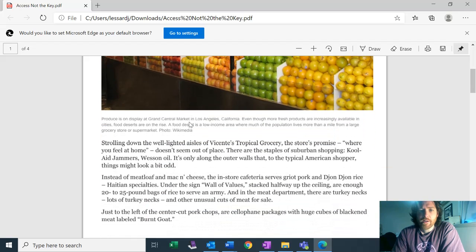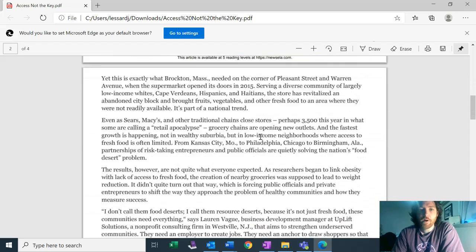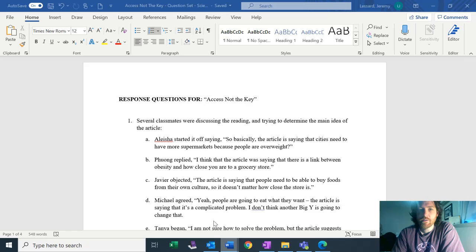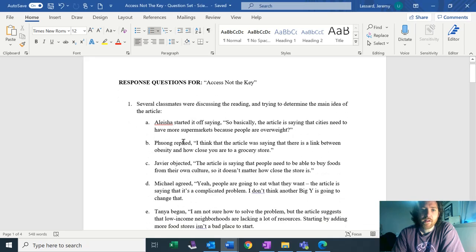This article is all about how urban planners are considering where they should build grocery stores. The main idea of the article is a little more complicated than that, and there are a lot of lines of thought for you to consider. And actually, one of the first assignments that I've given you is to consider that main idea.